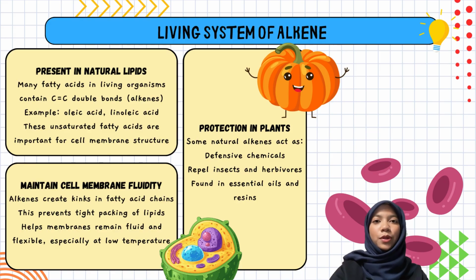Also, did you know that alkenes play protective and defensive roles in plants? Some alkenes produced by plants function as defensive chemicals. They help protect plants from insects, herbivores, and microbial attack. These alkenes are often found in essential oils, resins, and also plant secretions. Their strong smell and reactivity discourage predators and reduce damage to plant tissues.